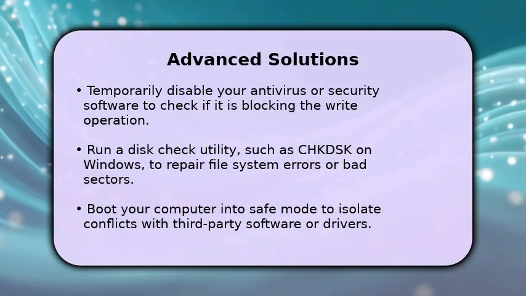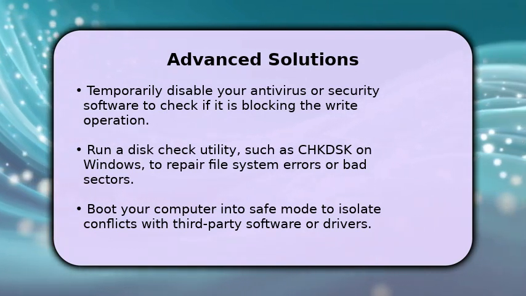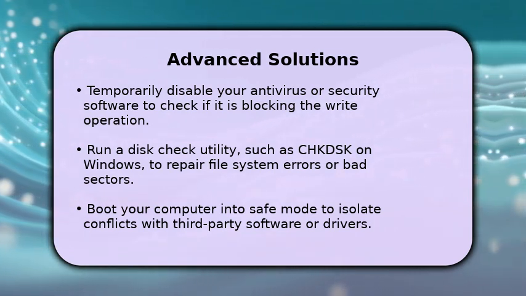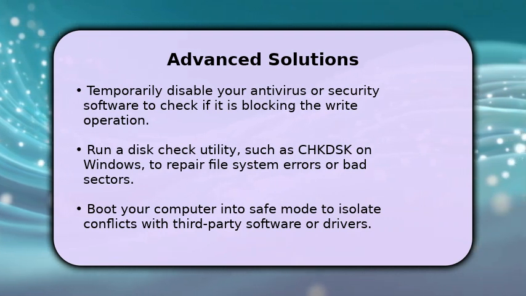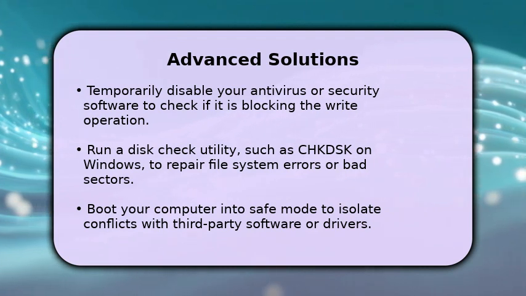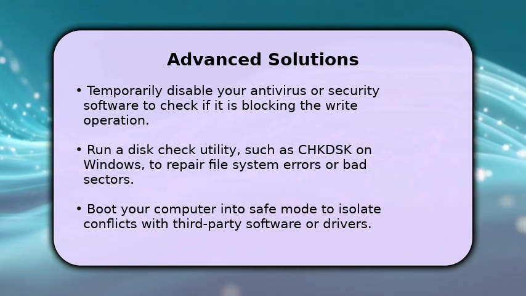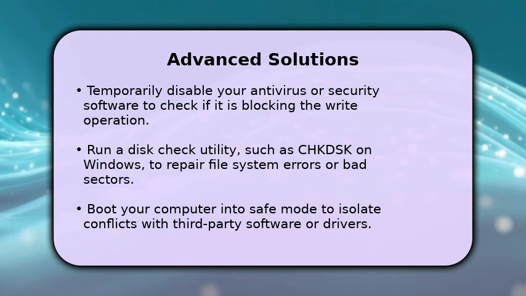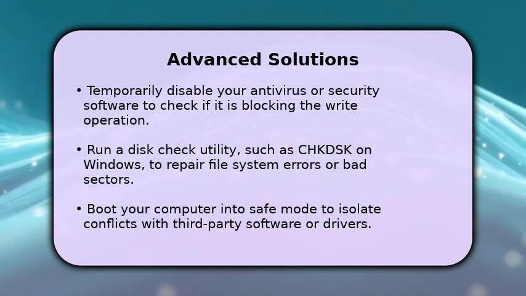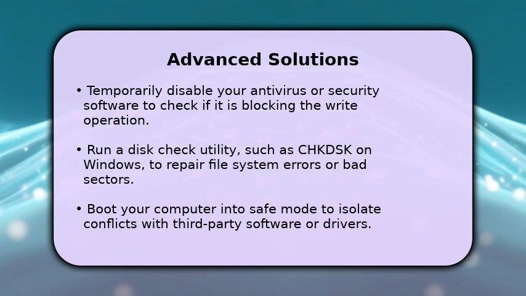If the basic steps do not resolve your write error, it is time for more advanced troubleshooting. Your antivirus or security software might be mistakenly blocking access to files. Try temporarily disabling it. File system corruption can also cause these errors, so running a disk check utility like chkdsk can identify and repair issues. For persistent problems, booting into safe mode can help you determine if a third-party application is interfering. Finally, always ensure your operating system and device drivers are up to date for optimal performance and stability.